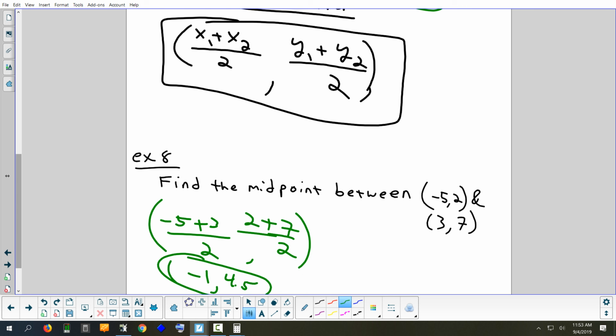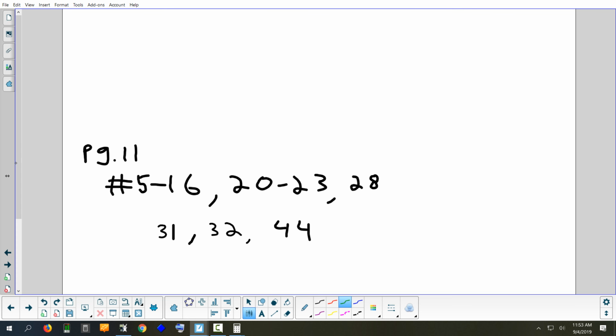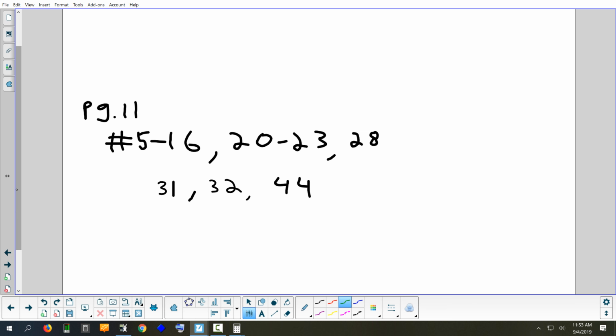All right, so a lot of different things there, but we get to end a little bit early. You've got about 13 minutes or so. That is the homework for tonight: page 11, 5 through 16, 20 to 23, and then 28, 31, 32, and 44.